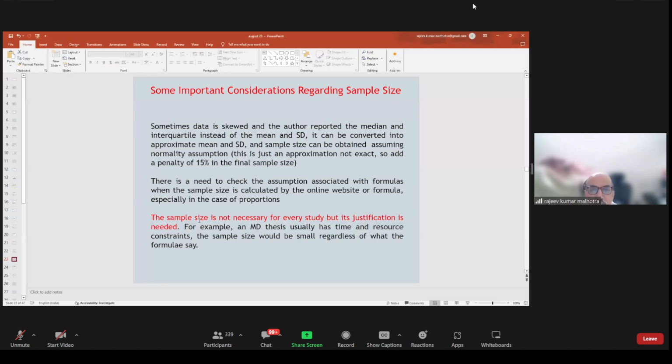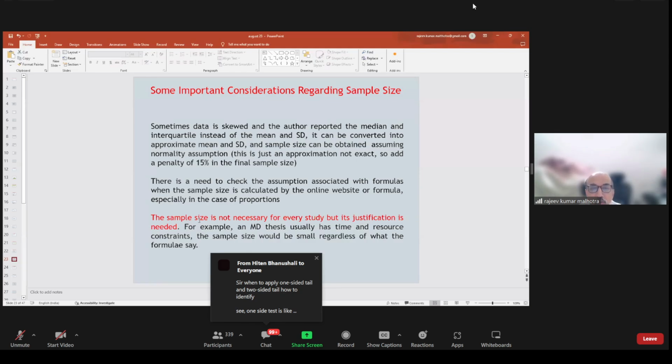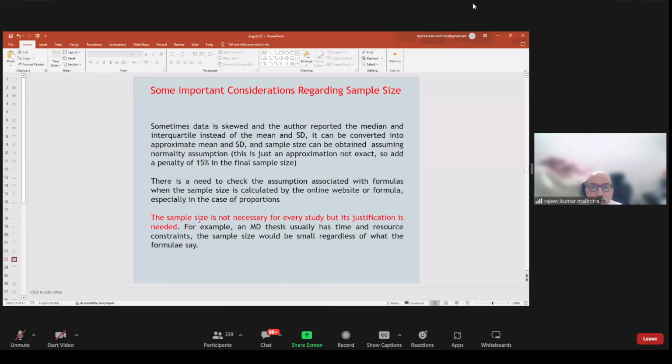My suggestion is that you increase the sample size by 15% so that you get an adequate result. So if you are converting median and interquartile range to mean and standard deviation, you should enhance the sample size by 15%. There is a need to check the assumptions associated with the formula when the sample size is calculated using an online website or formula, especially in the case of proportions. You have to check what the associated assumptions are. That is important.